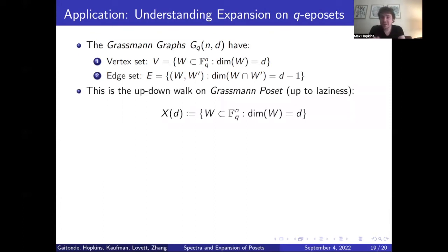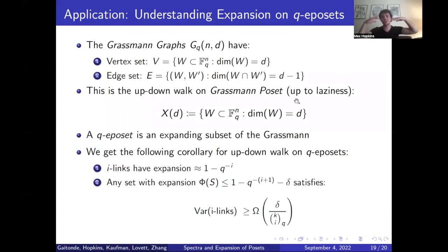Now, the first thing to notice is that up to laziness, this is exactly the up-down walk on the Grassmann poset, right? You start at a subspace, you add one vector, you remove one vector. This will exactly give you something that has intersection dimension d minus 1. The Grassmann poset is just the poset of subspaces of F_q^n ranked by inclusion. And what we call a q-poset is basically just a high-dimensional expanding subset of the Grassmann.